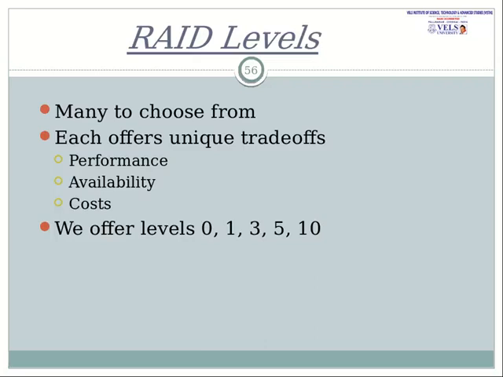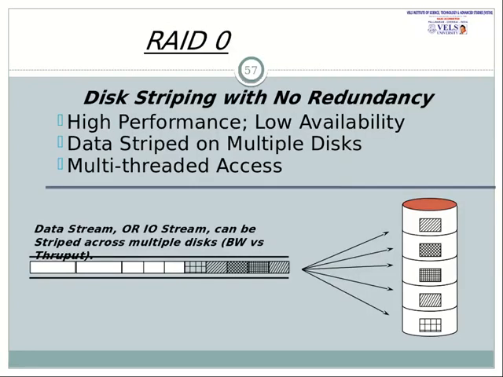So, different types of RAID levels. Here there are many to choose from, and each offers multiple trade-offs based on performance, availability and cost. The different levels offered are RAID level 0, 1, 3, 5 and 10. It starts from RAID level 0.